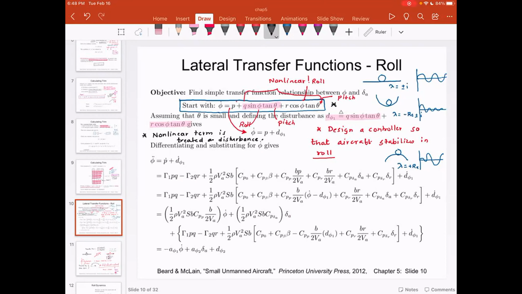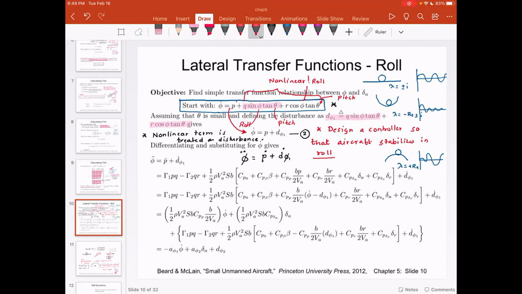Now I'm going to call this equation 2, and I'm going to differentiate this equation, the left-hand side as well as the right-hand side. As soon as I differentiate, please note, I get phi double dot, I get P dot, plus I get the derivative of the disturbance, D phi 1 dot. Some of you may ask me, why is this differentiation required? Please pay attention.